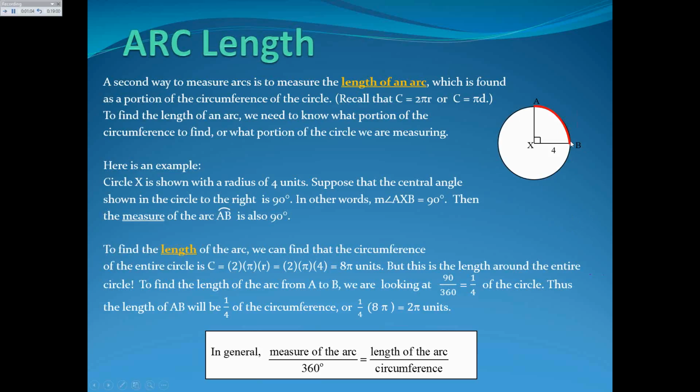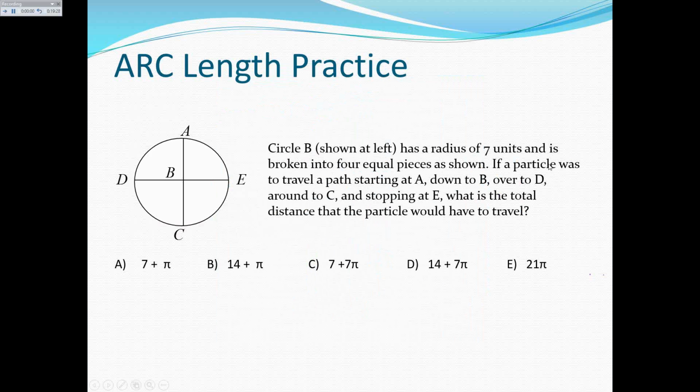We know that if the radius is 4, the diameter would be 8, and so my circumference is 8 pi. So wouldn't I be looking at 1/4 of the circumference, right? 1/4 of 8 pi. I have the whole circle circumference. I need 1/4 of it because I know that 90 degrees is 1/4 of 360. And there you go. Now I know what the length is. Just be sure you do not get the terms measure and length mixed up.